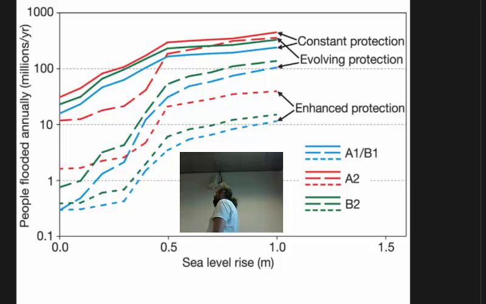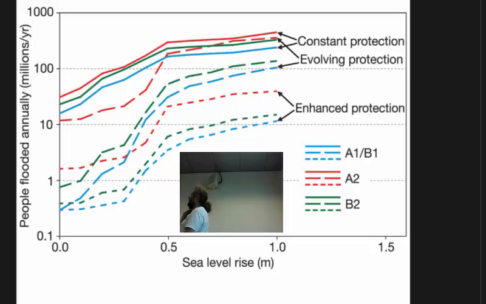We're looking here at the impact of sea level rise. Sea level rise is on the horizontal axis. On the vertical axis, we're looking at the number of people flooded per year. This is a bit of an ambiguous concept. People flooded includes people who get their toes wet, as well as people who are entirely submerged, so there's no indication of the intensity of the flooding.